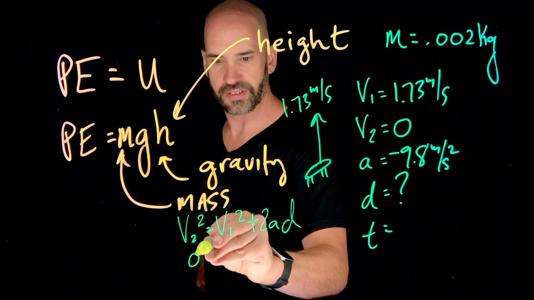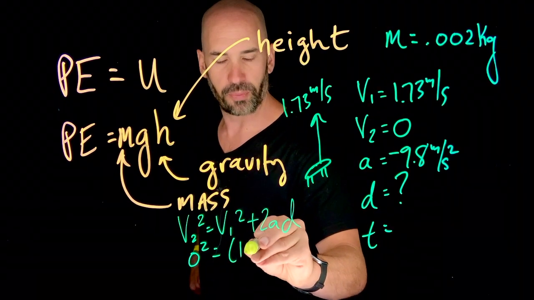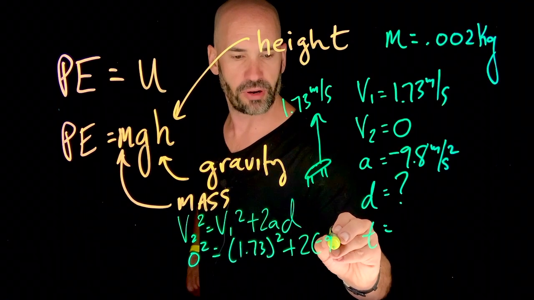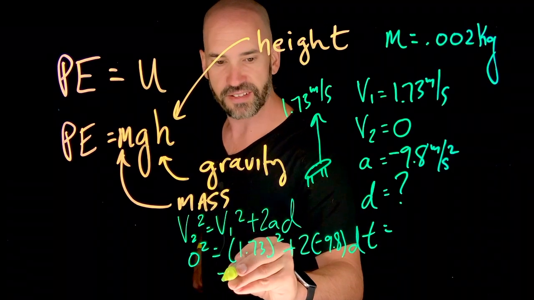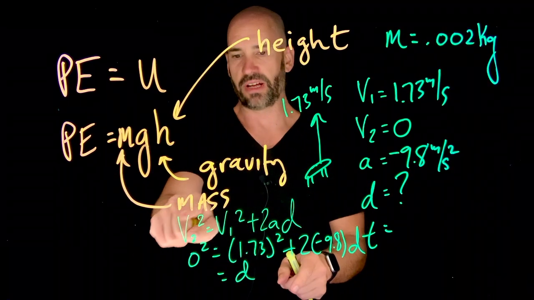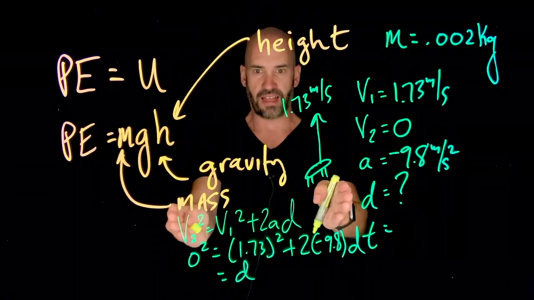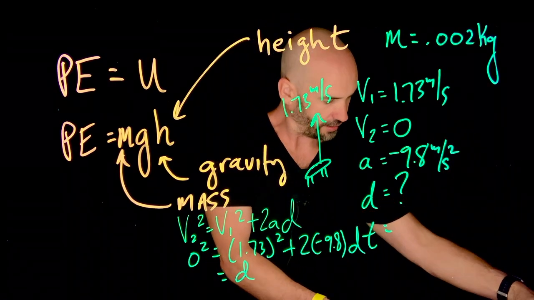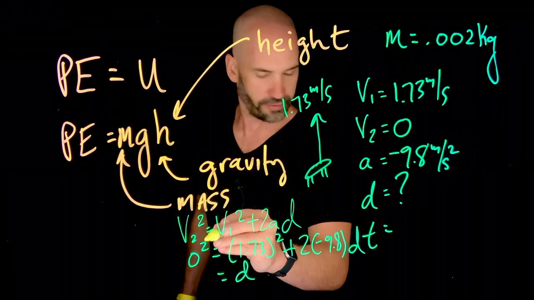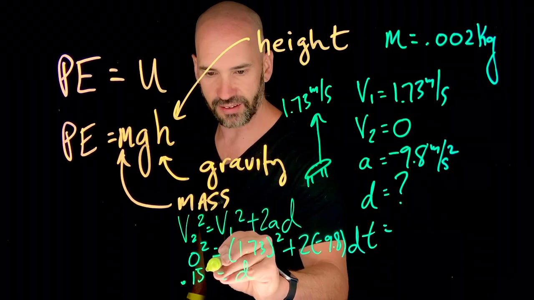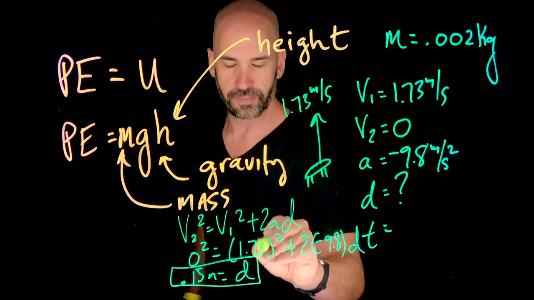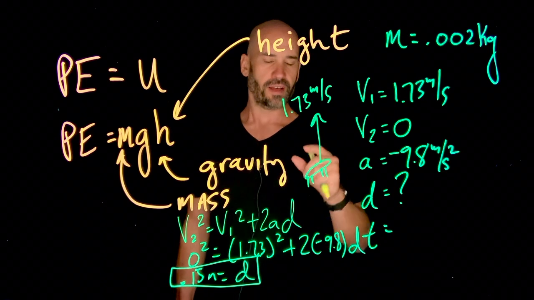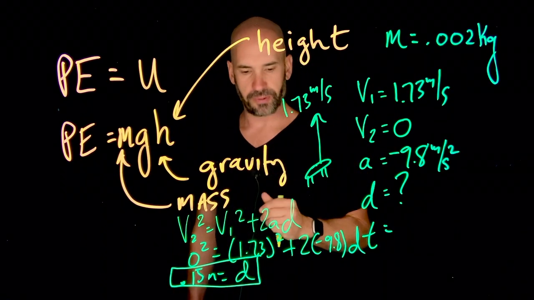V2 is 0. This is 0 squared. V1 is 1.73 squared plus 2 times negative 9.8 times D. Now, if I solve for D, this is going to get subtracted to the other side. Negative signs are going to cancel out, okay? And for my D, I get a value of about 15 centimeters, or 0.15 meters, right? So this little guy is able to jump 0.15 meters up into the air, which makes sense. Little crickets. If you ever seen them jump, that seems like a pretty reasonable jump.